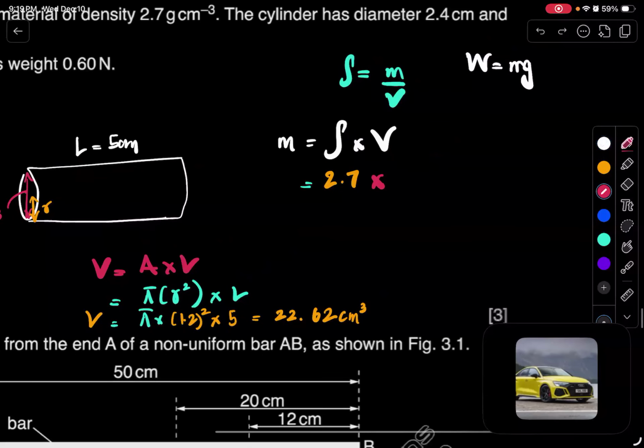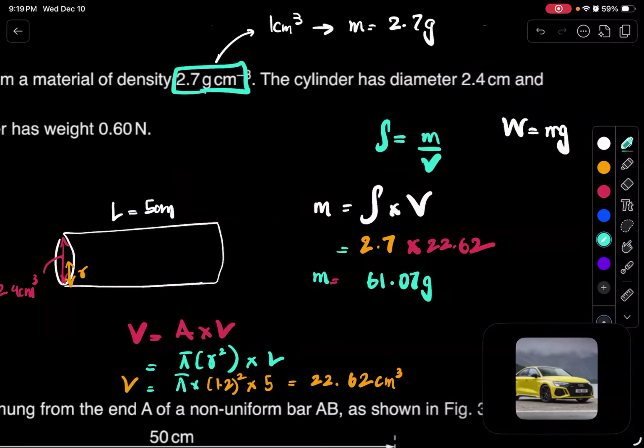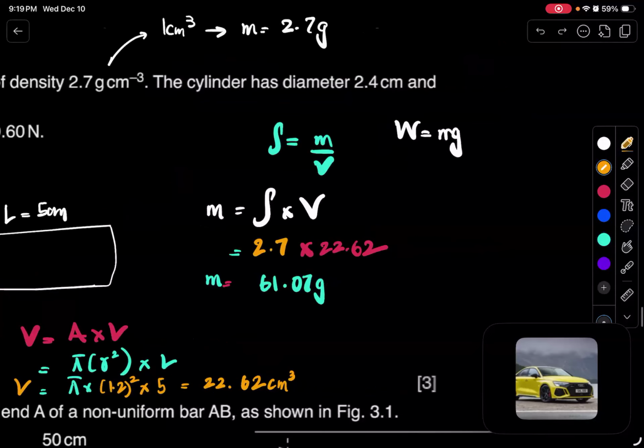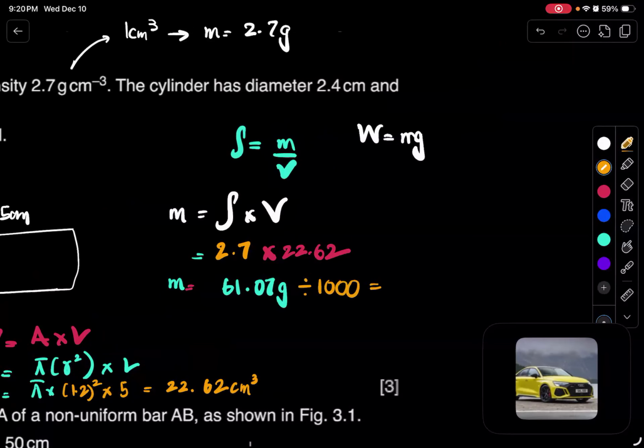That means I can plug this in over here. 22.62. Let's check. Multiplied by 2.7. This gives me a mass of 61.07 grams. Keep in mind, because the units of density were in grams, if I wanted it in kg, then I would have to convert it. So the mass is 61.07 grams. Then you can divide it by 1,000 to get it into kg, right? So now it's easier to convert it. So this is going to be 0.061.